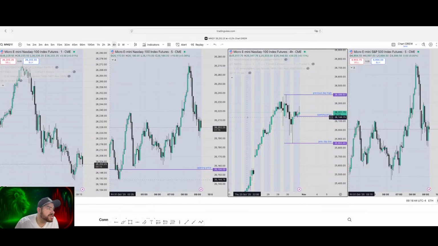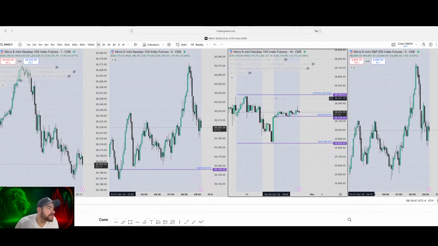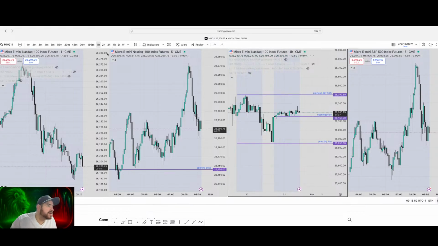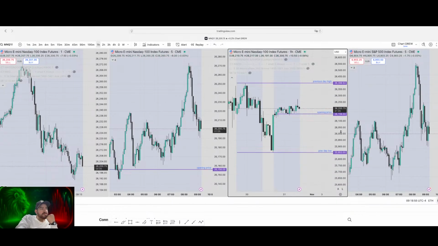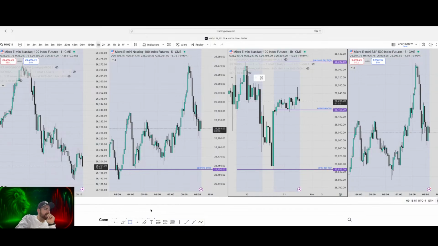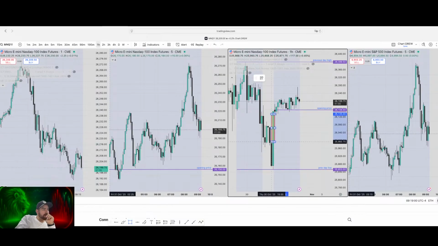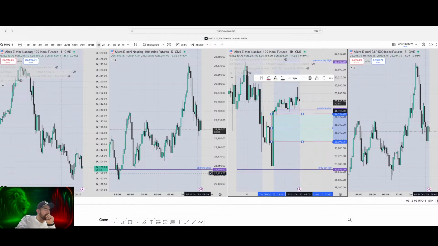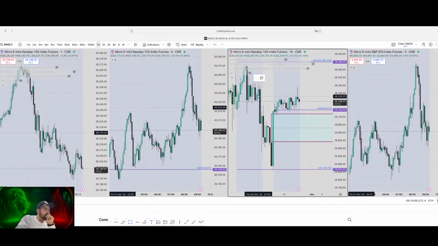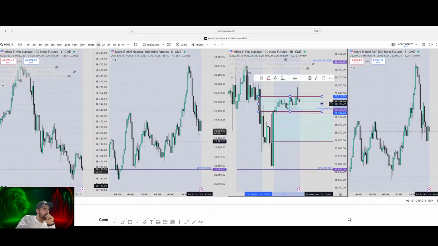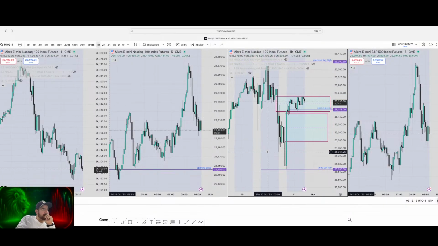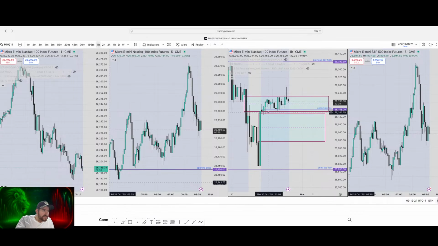The 4 hour, there's nothing much to see there. 1 hour. Let's see. We got a couple of fair value gaps here, so we're marking this one out here. So we got two fair value gaps there. We already tapped into this one here, just a little bit there.